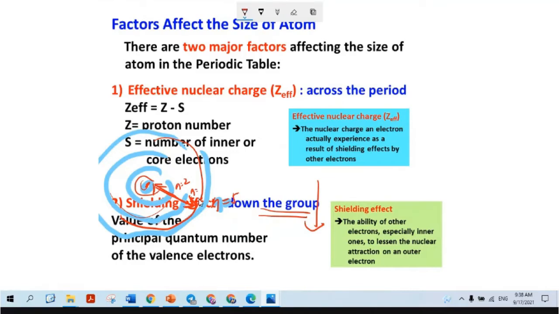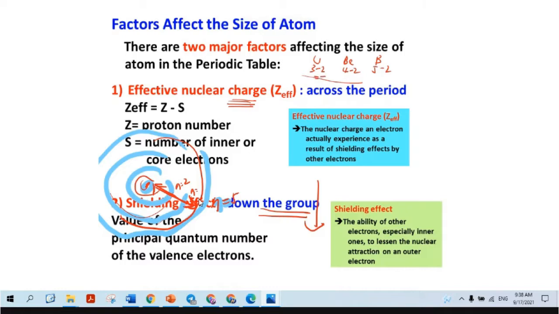Okay, effective nuclear charge ialah charge. Mengapa charge berbeza? Kalau going down the group, charge dia sama je. Tapi effective nuclear charge across period berbeza. Tadi lithium 3 tolak 2, lepas tu beryllium 4 tolak 2, and then boron 5 tolak 2.